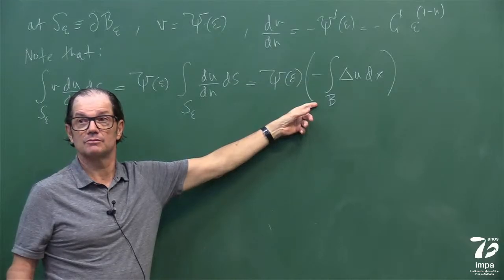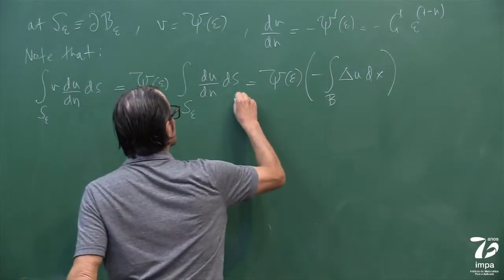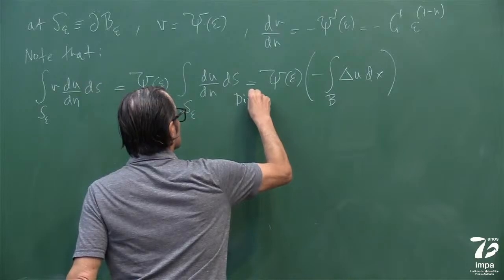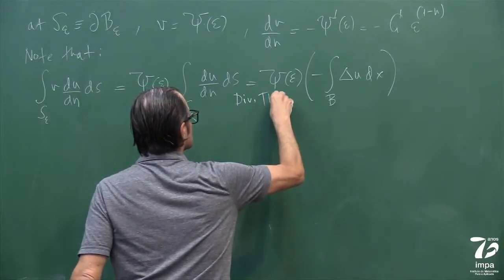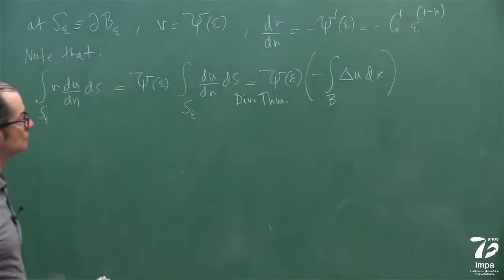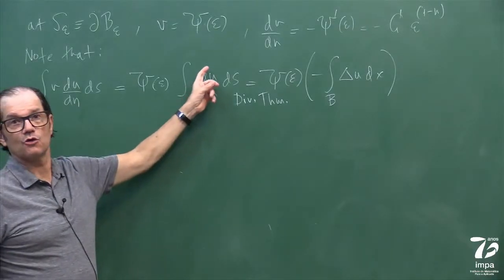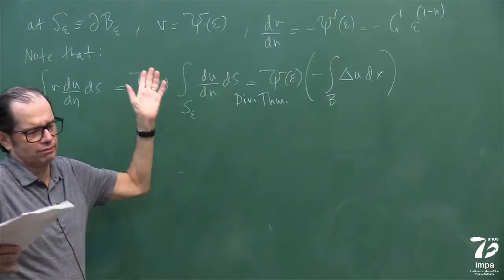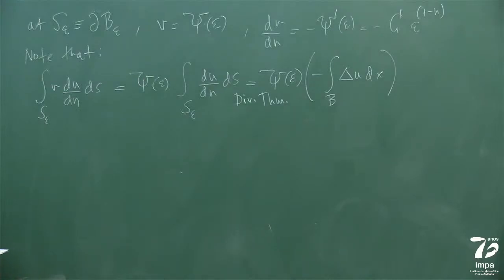Divergence theorem, right? This is just the divergence theorem. This is grad u scalar the normal, divergence theorem. Okay. Now, so let's leave it at this.